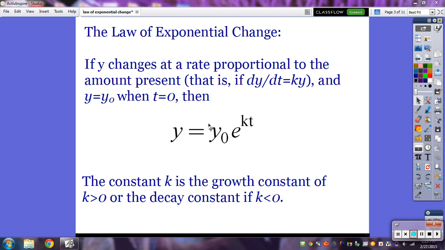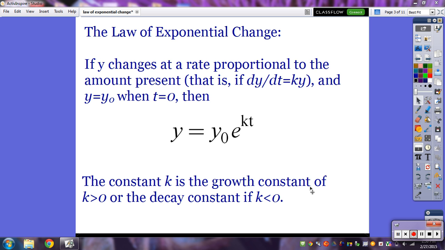This is basically what we just wrote, but instead of writing c, they write y sub 0. The reason they do that is it's more clearly communicated that this constant is an initial value. So at the start, when t equals 0, we're representing our c, our constant, our coefficient, as y sub 0. And so the constant k is called the growth constant. In general, we don't really call it the decay constant.